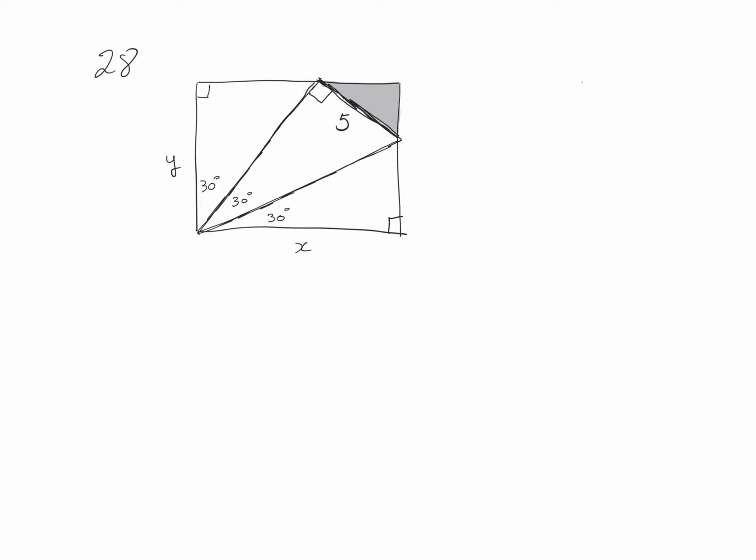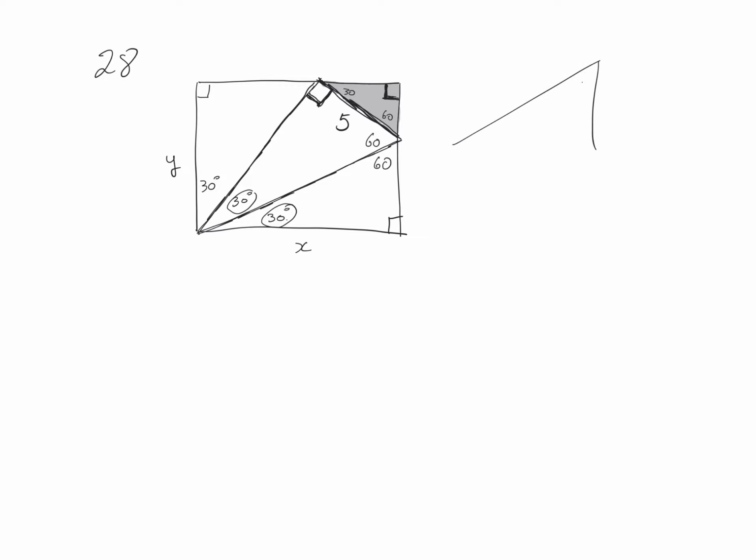Now, since this is a 30-degree angle, and this is a right angle right there, that means this is a 60-degree angle. And if that's a 60-degree angle, and this is a 90-degree angle, we have a 30-degree angle here. We have a 60-degree angle here. That means we have a 60-degree angle here. And since we have a 90 here, then we have a 30-degree angle there. So all of the triangles in the region we're concerned about are 30, 60, 90 triangles.